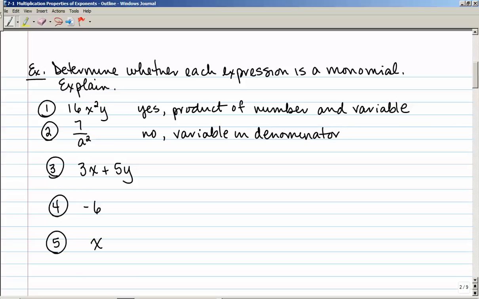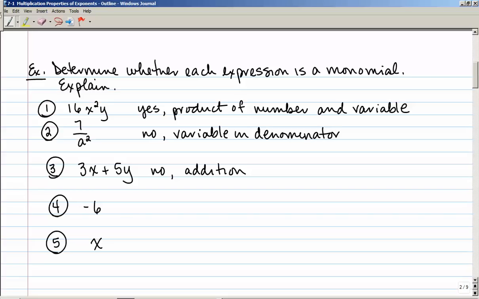Number 3, 3x plus 5y. This is not a monomial because it has addition. It's actually the sum of two monomials. 3x is a monomial, 5y is a monomial. You can't add them together.